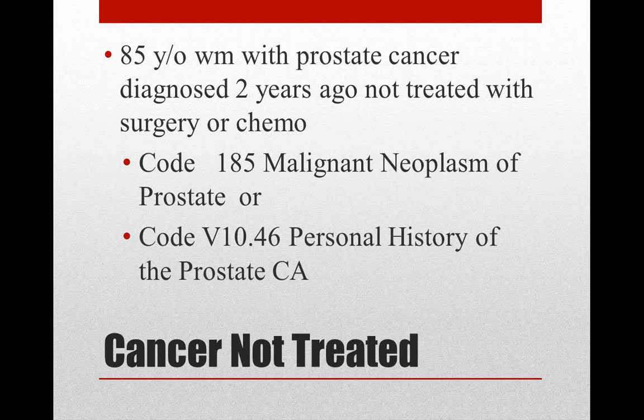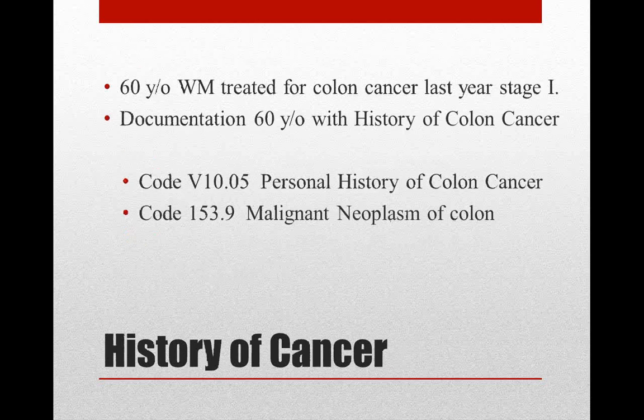But let's look at this example, and this was an example I think came up the other night too. An 85-year-old white male diagnosed with prostate cancer 2 years ago, not treated with surgery or chemotherapy. Well, the patient refused treatment. So, do we code 185 malignant neoplasm of prostate, which is an acute diagnosis, or do we code personal history of because they decide not to treat? You code the 185 because it's a cancer that's active. Whether treated or not treated, it's an active cancer.